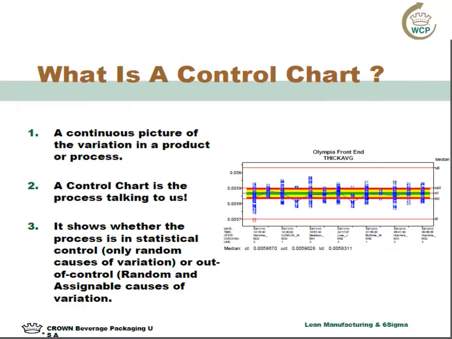Shifting gears now, we will discuss control charts. Control charts show a continuous picture of variation in a process. It is the process talking to us. On a control chart, the x-axis is time, so you can watch and monitor the values at checks over a period of time to see how the process is behaving.